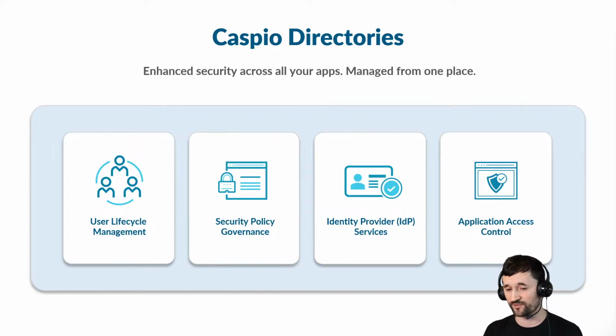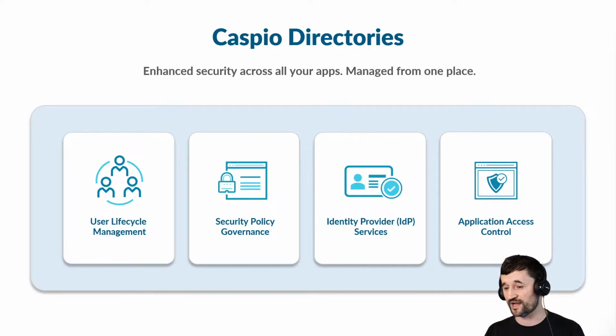In addition to that, we have security policy governance, which includes two-factor authentication. It also has a lot of password security policies. And many of these features come standard within an identity provider or IDP. And it's no different with Caspio's now built-in IDP. All of these features are provided and come standard.